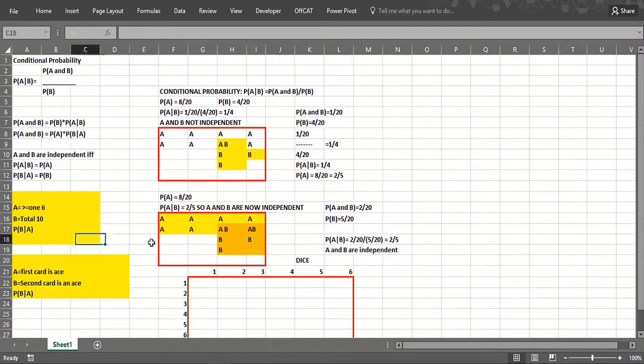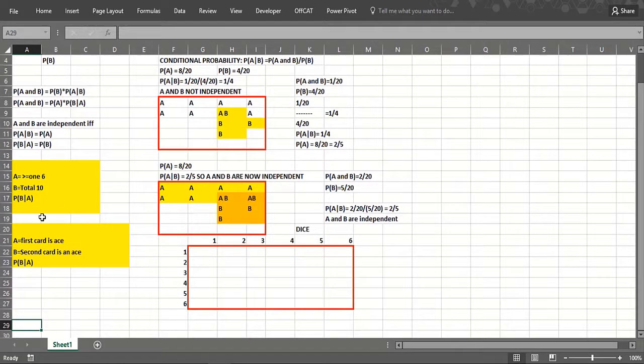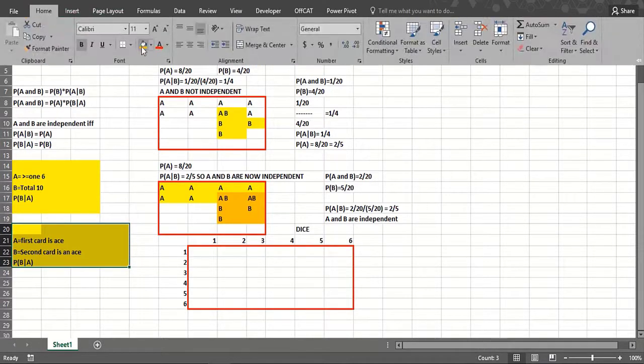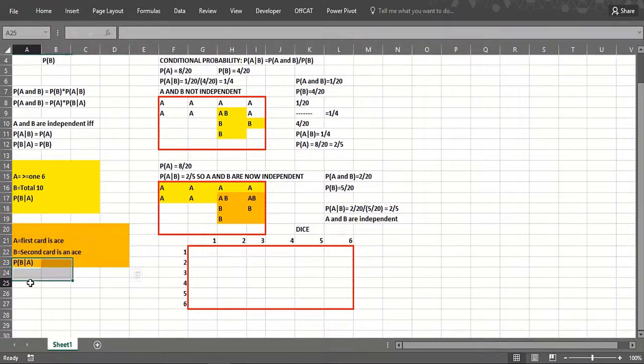Let's look at some more concrete examples. We deal with dice or a deck of cards. Let event A be the event we get at least one 6 with 2 dice, and B is the event the total is 10. What's the probability of B given A? So if I want to solve the problem, basically I need the probability of A and B, which will be the numerator, and I'll need the probability of A.